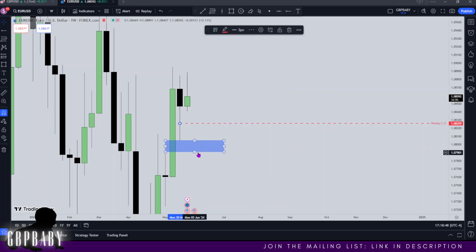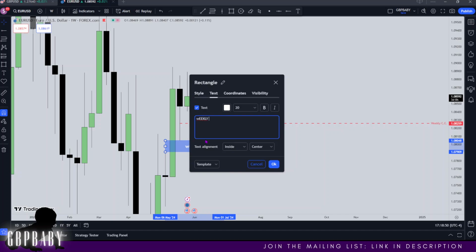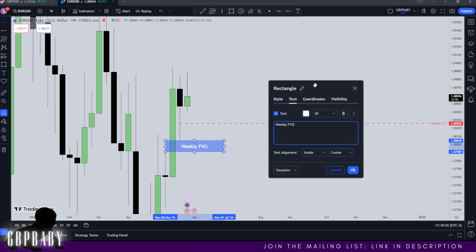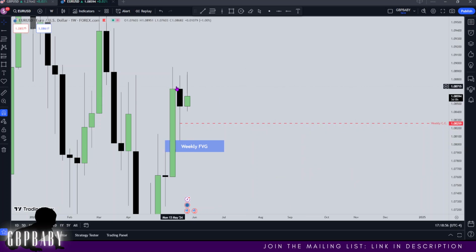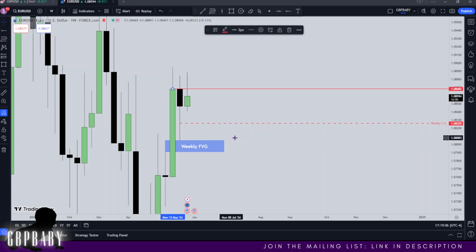And then here we have a weekly fair value gap as well. And again, now look at this. This is a rejection block level the same way, because price traded up into this range. What happens? We got rejected. So that's something to take into consideration. But again, we're going to study that more in the future.